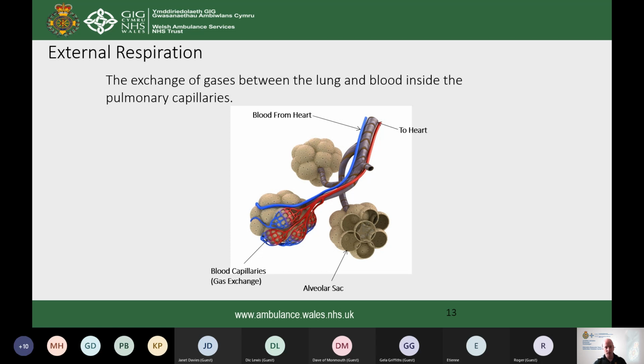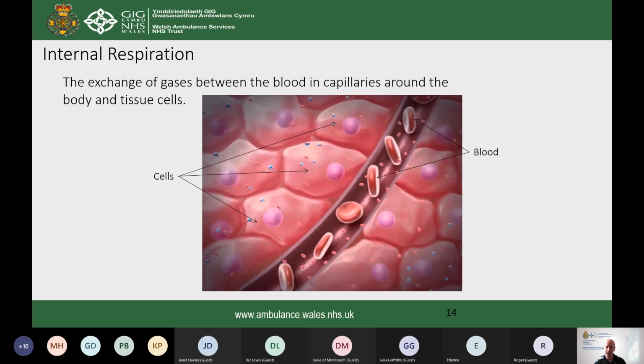Now we're talking about respiration. We've got external and internal. External happens with the gas exchange between the lungs and the pulmonary capillaries. So that's happening within our lungs in those alveoli sacs. Then we've got internal respiration, which is happening around the body. So gas will get into the capillaries, into our blood, and then it will travel around our body and exchange between the body cells and tissues that require the oxygen. So that's external and internal.